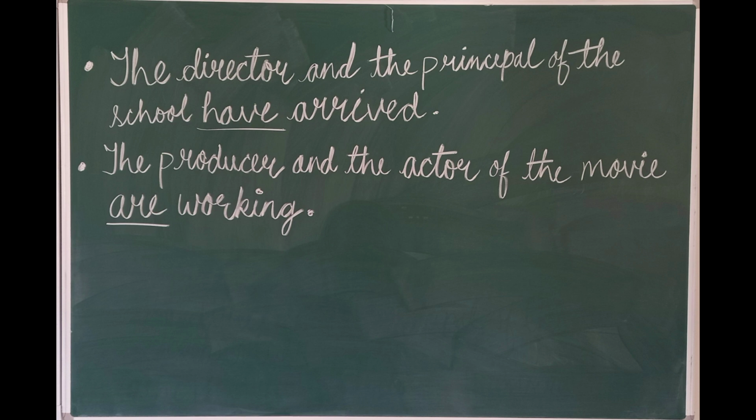Same thing, the producer and the actor of the movie are working. So here we have used the article the before producer and actor separately. It means we are referring to two different persons when we say the producer and the actor. And that's why we have used the plural form of auxiliary verb, that is are.